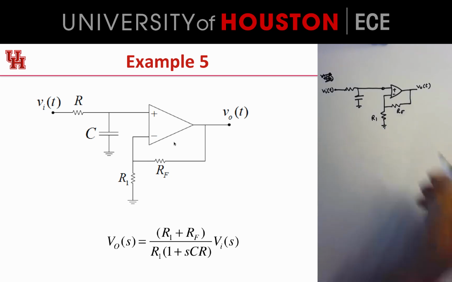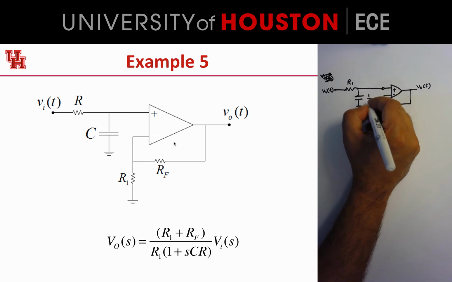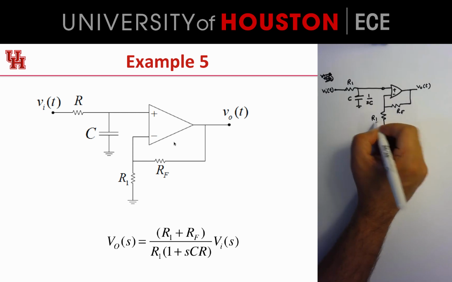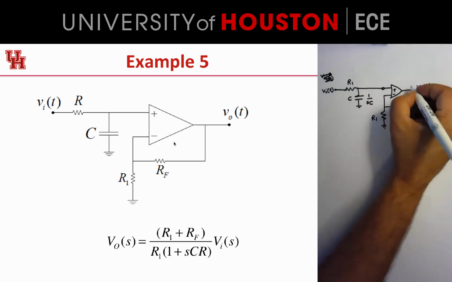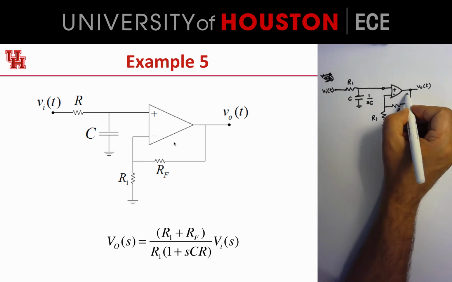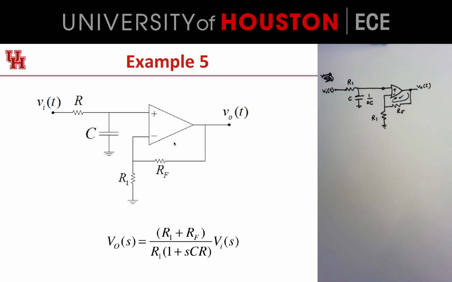My first order of business is to essentially transform everything to the Laplace domain. In the Laplace domain, this guy will still remain R, this guy will become 1 over SC, this guy will remain R1, and this guy will remain R. And I'm all set to go. Now, again, rule number 1: is there negative feedback? We see that there is a beautiful resistive path going from the output to the input. So check, we've got negative feedback.